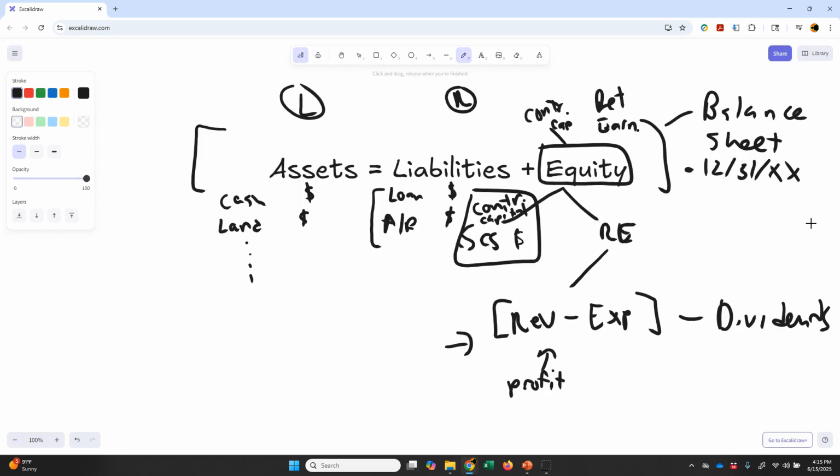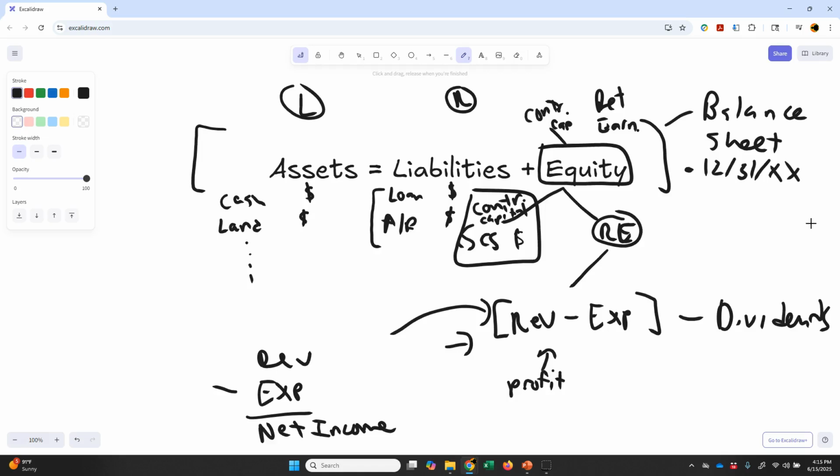Okay, so a preliminary step to get to retained earnings is we want to first calculate the profit. Okay, so this is another financial statement, just the revenues minus expenses. Revenues minus expenses gives us what we call net income. So just this part here, this detail, we call the income statement. So this net income is basically your revenues minus expenses. So we have this number now.